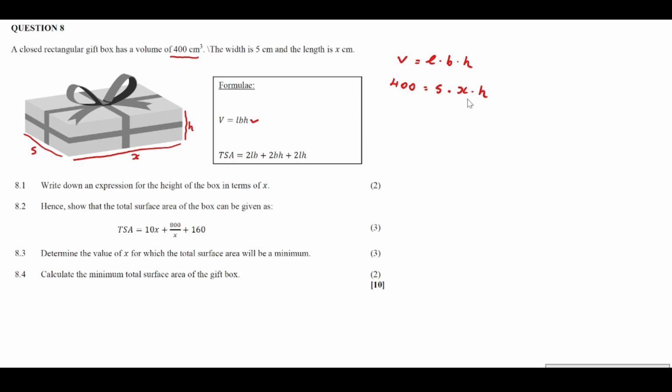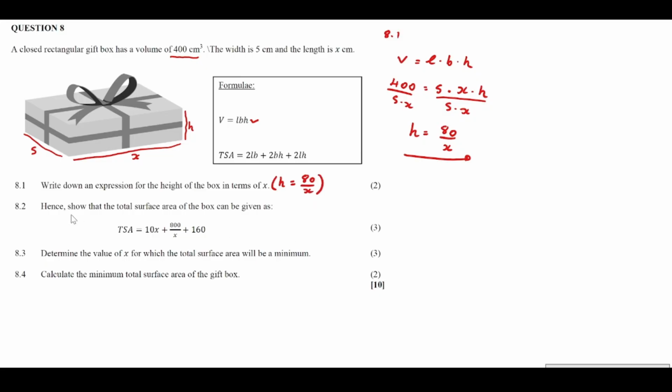We are looking for h, so I'm going to make h the subject of the formula, which means I have to divide this side by 5 multiplied by x. Also this side I'm going to divide by 5 multiplied by x, making h equal to 400 divided by 5x. You put that in your calculator, you'll find that it is 80 divided by x. So you have simplified the height in terms of x. This answers 8.1. I'm just going to put it here so that if I erase, I do not forget it. So h is going to be 80 divided by x.